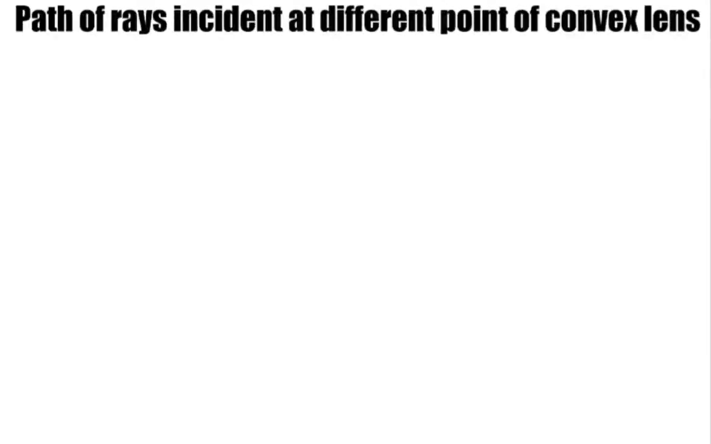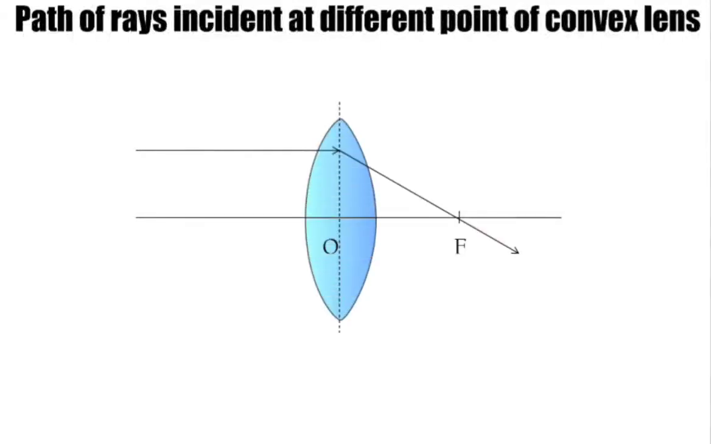Now let us talk about the path of a ray incident at different points of a convex lens and how it is going to pass through a convex lens. Here in this diagram, this is the incident ray coming parallel to the principal axis. In this situation, the light ray is going to bend and pass through the focus point on the other side of the lens. Similarly, these other rays coming parallel are going to bend and pass through this focal point.